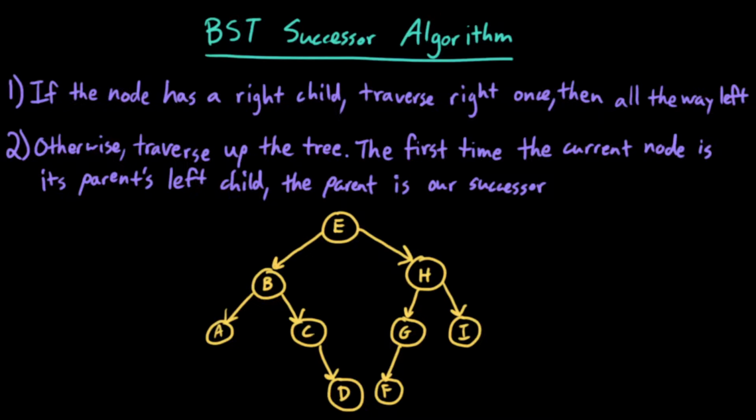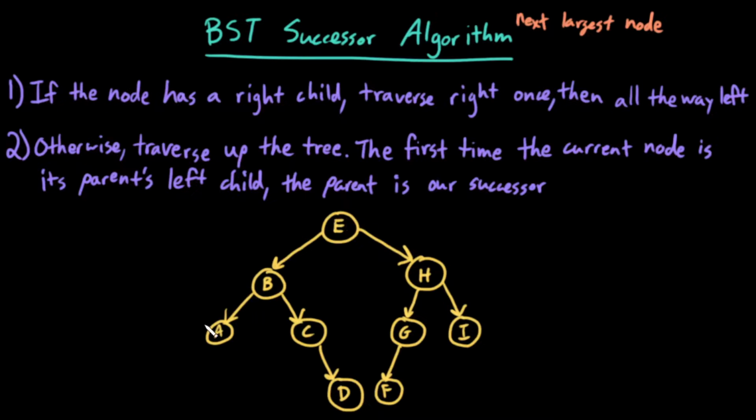In a binary search tree, what exactly is a node's successor? Given some node u, the successor of node u is the next largest node. So it's the node that's just immediately larger than my current node.